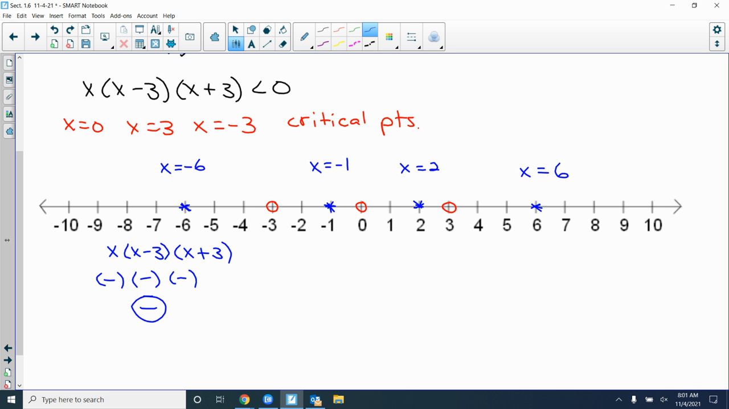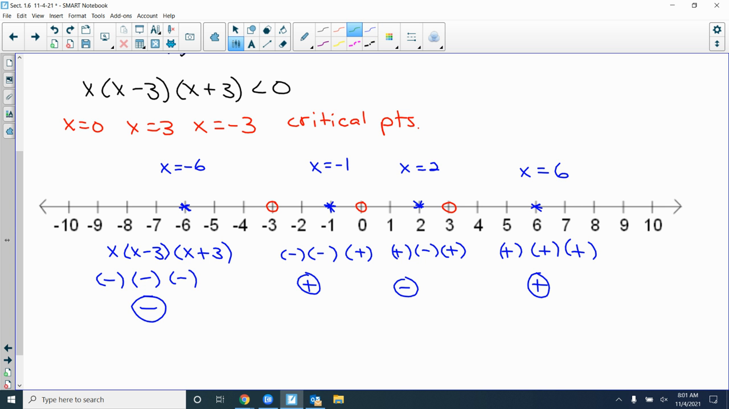All right, I'm plugging in negative 1. Negative 1 for just x is negative. Negative 1 minus 3 is negative. Negative 1 plus 3 is positive. Those three together multiply to give me a positive. Positive 2: that's a positive for x. 2 minus 3 is a negative. 2 plus 3 is a positive. That gives me a negative. And now 6 is a positive. 6 minus 3 is positive. 6 plus 3 is positive. In the end, I get positive.